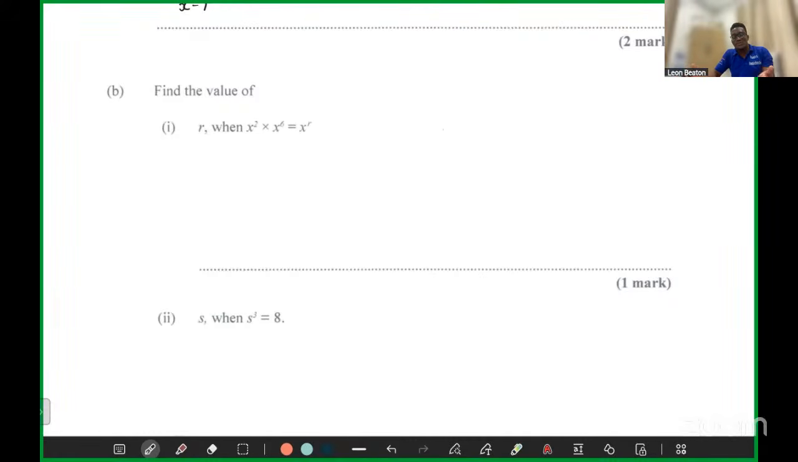So we did one like this before. All of the bases are already the same, so there's nothing big and fancy to do. When the terms are multiplying, we add the indices. So this will be 2 plus 6 is equal to r. Hence, r would simply be equal to 8. So that is the value for r. All right? Nice and easy. 1 mark there.